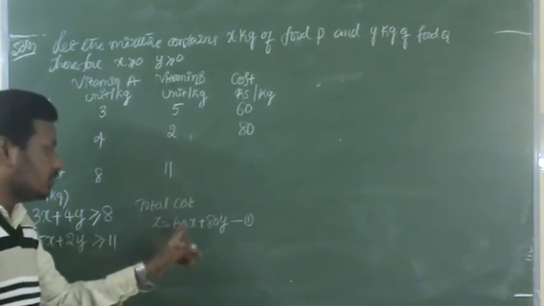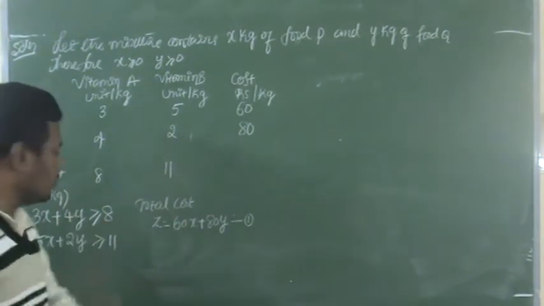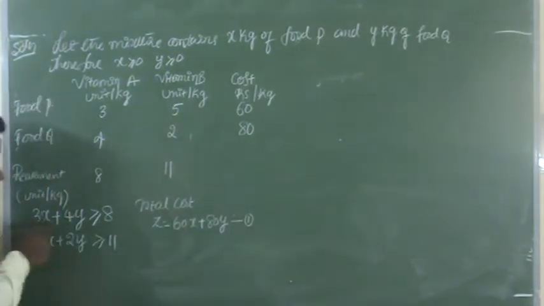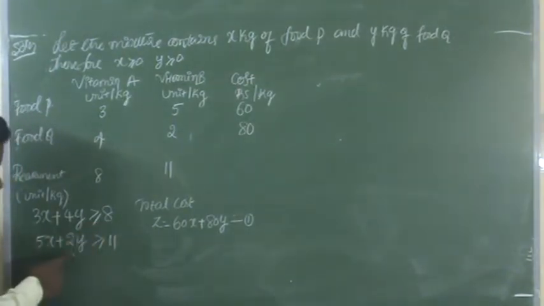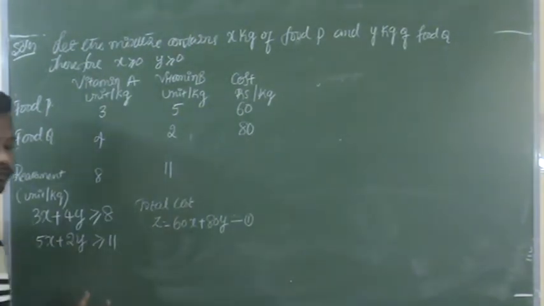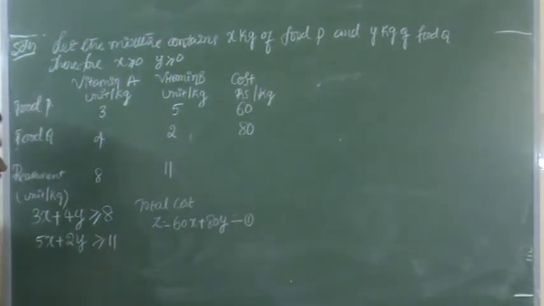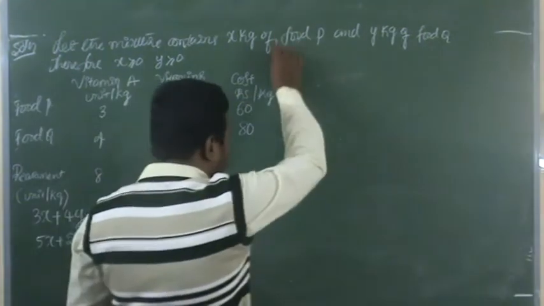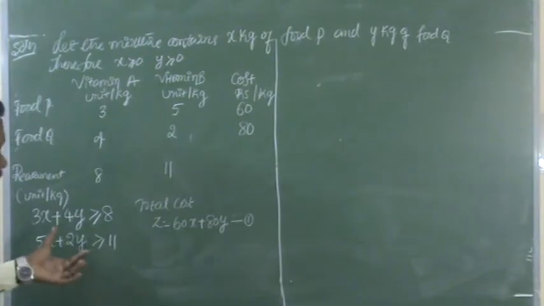mixture. Okay, Z is equals to 60x plus 80y subjected to the constraints 3x plus 4y greater than or equals to 8 and 5x plus 2y greater than or equals to 11. We have to find out the minimum cost of the food. Okay, now after mathematical formulation, plotting a graph for the given equations.